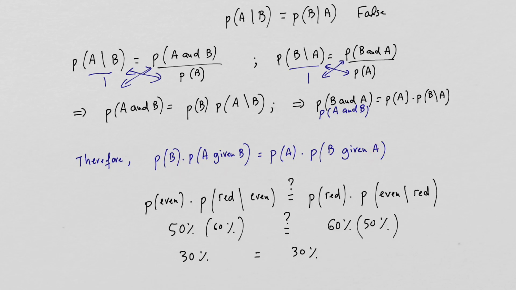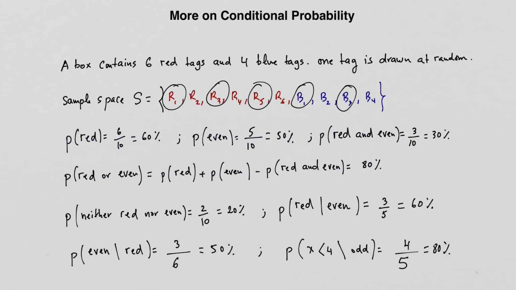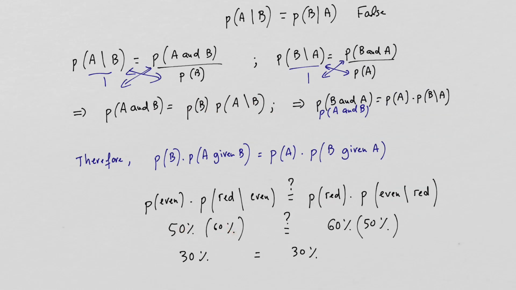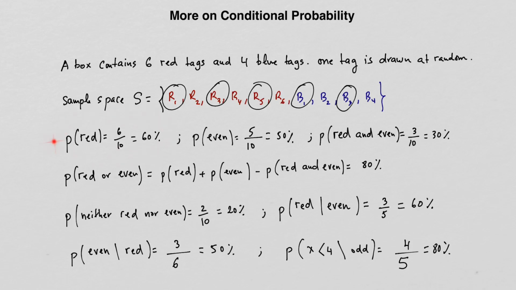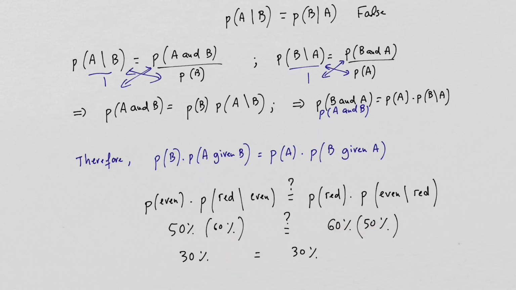Well, let's see. P of even and P of red given even is this. P of even is this. And P of red given even is this. So it's 50% times 60%. Here it is. Probability of red and the probability of even given red. Let me look at it. Red, it's this one. And even given red is this one. So multiply 60% by 50%. Aren't they equal? 50 times 60 is the same thing as 60 times 50. And by the way, 50% times 60% is 30%.